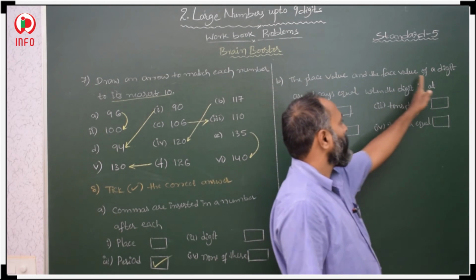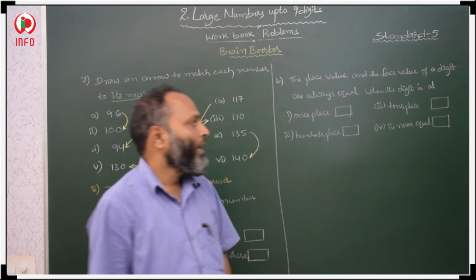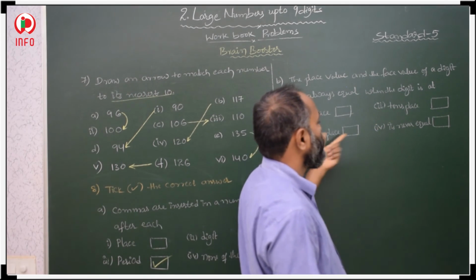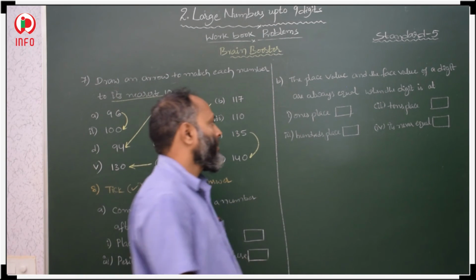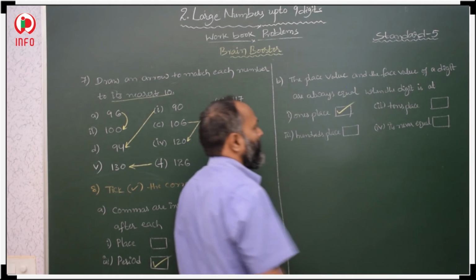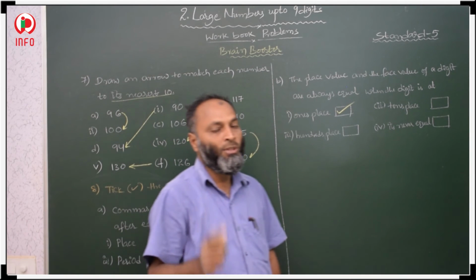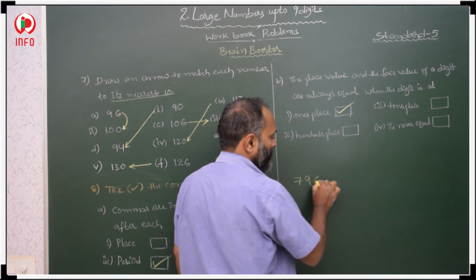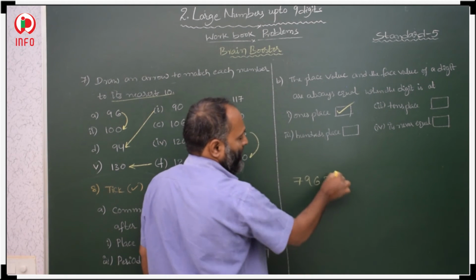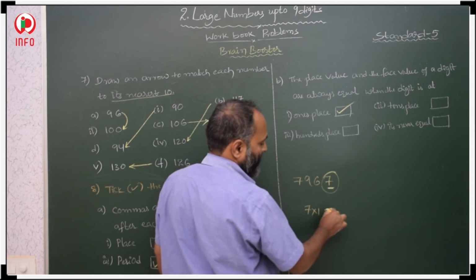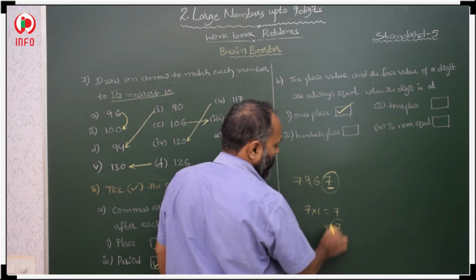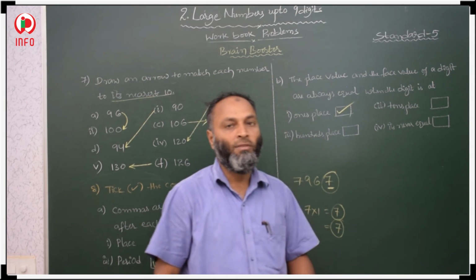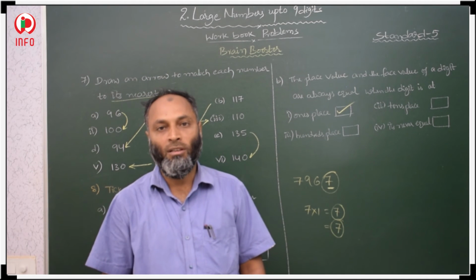The place value and the face value of a digit are equal only when the digit is at ones place. At tens place, hundreds place, they are never equal. So if the number is in ones place, the place value and face value are both the same. For example, this is in ones place. What is the place value? Place value is 7 in ones place. 7 ones are 7. And what is the face value? 7. Face value is 7, place value is 7. So only if the number is in ones place, the place value and face value are the same. Otherwise they won't be. Okay? Thank you.